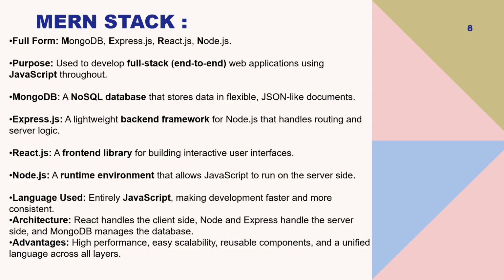MERN stack. MERN stack is a combination of four technologies, which is MongoDB, Express.js, React.js, and Node.js. It is used together to build full-stack web applications using only JavaScript. In the MERN stack, React.js is used for building the front end, the user interface. Node.js and Express.js handle the backend with server-side logic, and MongoDB serves as the database for storing data in a flexible document-based format. Because JavaScript is used throughout the entire stack, developers can work on both client and server side seamlessly. The MERN stack is widely used for creating fast, dynamic, and scalable web applications, especially single-page apps.